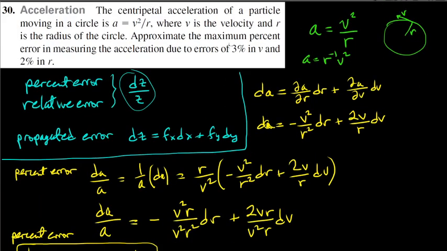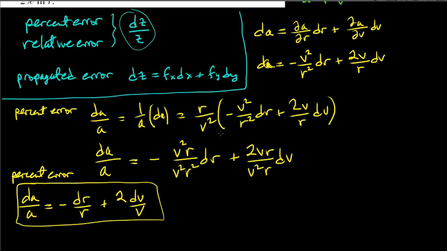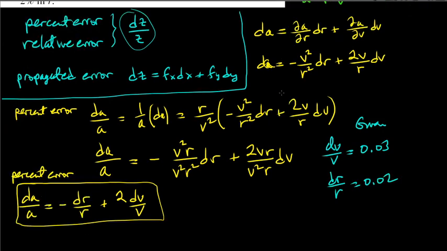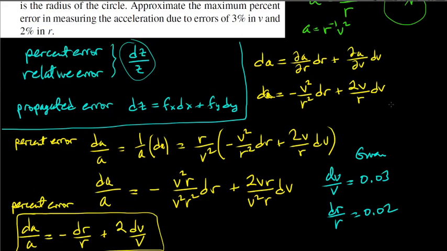So what are we given? We're given that the percent error in the velocity, dv over v, is 3%. I'll write it as a decimal. This was given. And then in r, it was 2%. So dr over r is 2%, 0.02. Keep in mind that a 3% error could be above or below, so we should think of these as plus or minus here.